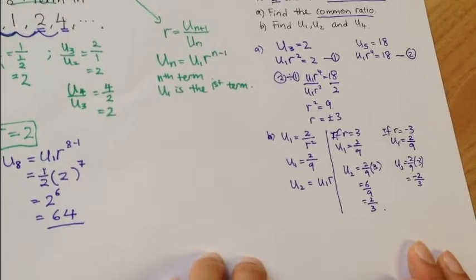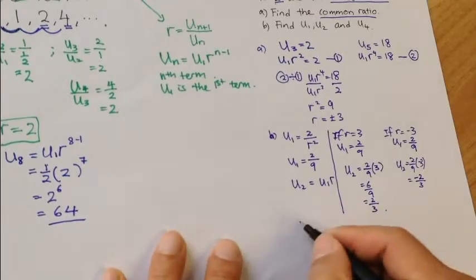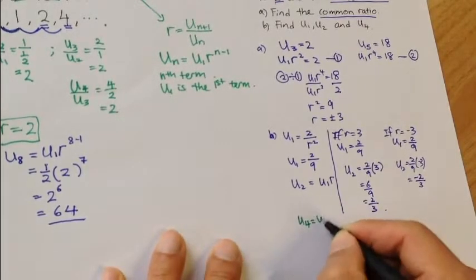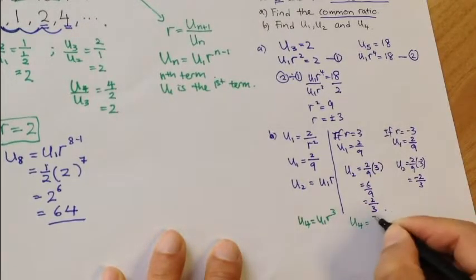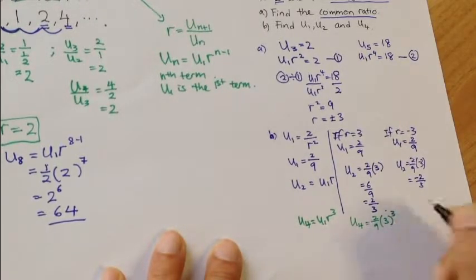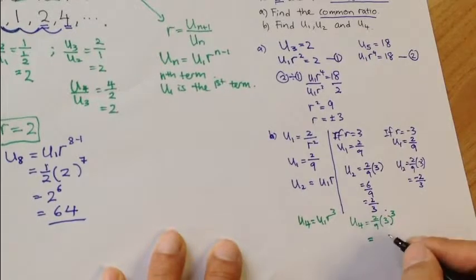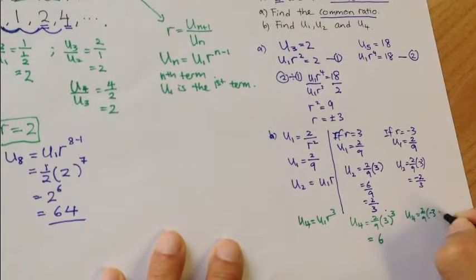And then I have the last question, how about u4? That is the fourth term. u4 is u1 r cubed. So u4 here is equal to 2 over 9 times 3 cubed. After simplification, this is 6. On the other side, u4 is equal to 2 over 9 times negative 3, everything cubed. After simplification it is negative 6.